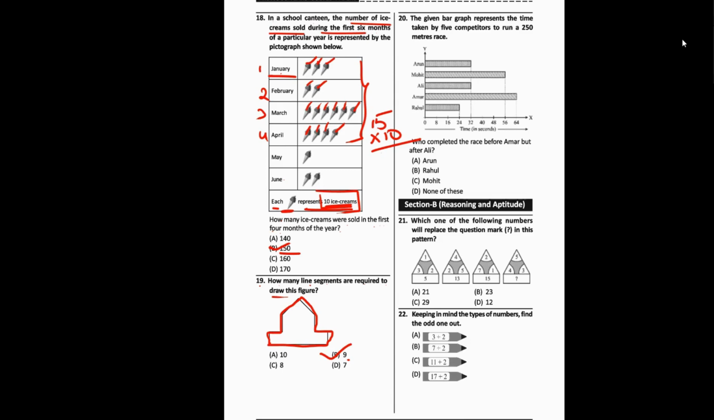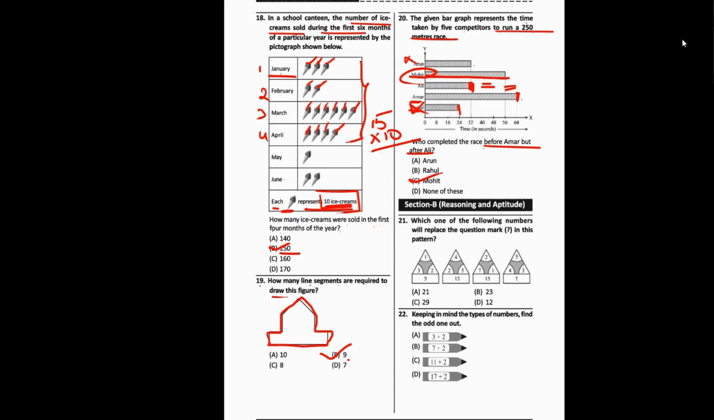The given bar graph represents the time taken by 5 competitors to run a 250 meters race. Who completed the race before Amar? This is Amar. Before Amar shall be less than this, but after Ali, this is Ali. So anything that comes between these two. This is equal to this, so Arun cannot be possible. This is Rahul, less than Ali. So this is also not the answer. This one, if you check, is more than Ali, okay, but less than Amar. Hence, Mohit, that's the answer. So Mohit, option C is my answer.